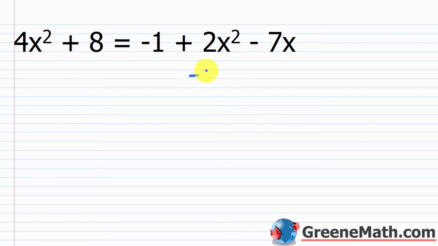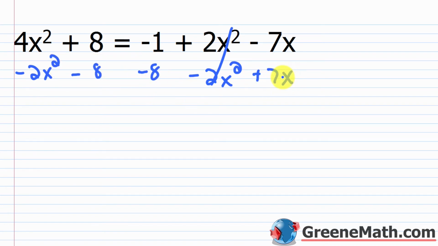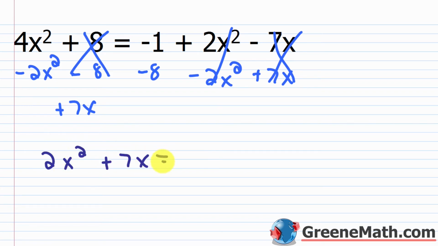So let's subtract 2x squared away from each side. And let's subtract 8 away from each side. And let's add 7x to each side, okay? So that canceled and that canceled. And on the left, I'm going to have negative 2x squared plus 4x squared, which is 2x squared, and then plus 7x is equal to negative 1 minus 8, which is negative 9.